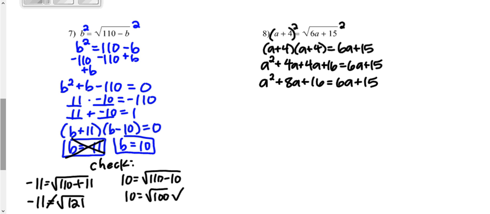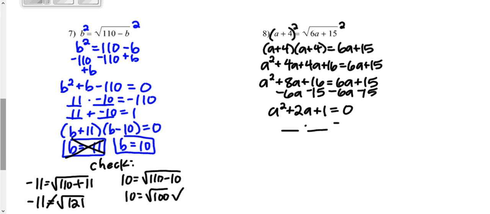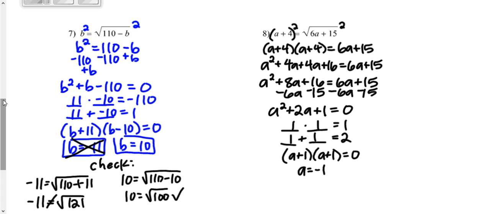And then because this is a quadratic, I need to get everything on the same side. So I'm going to subtract 6a and also subtract 15. So I have a squared plus 2a plus 1 equals 0. Numbers that multiply to 1 and add to 2, those numbers are 1 and 1, which means our factors are a plus 1 and a plus 1, and my only possible solution is negative 1. Remember, we don't have to write that twice when that happens.